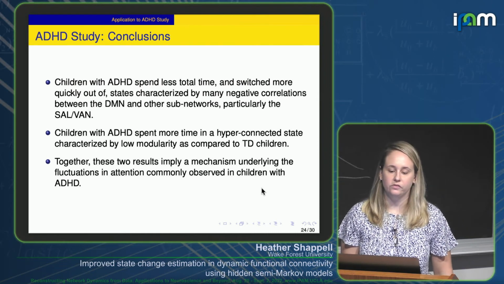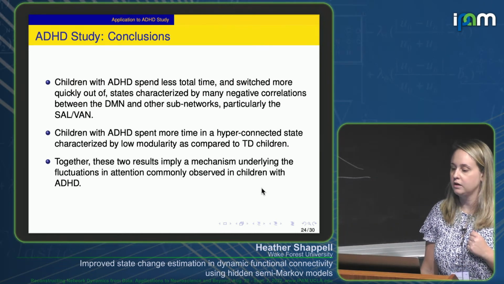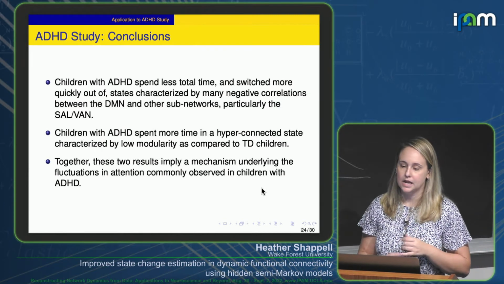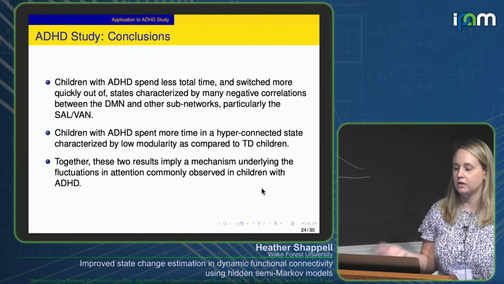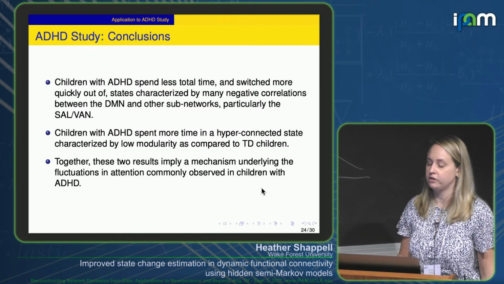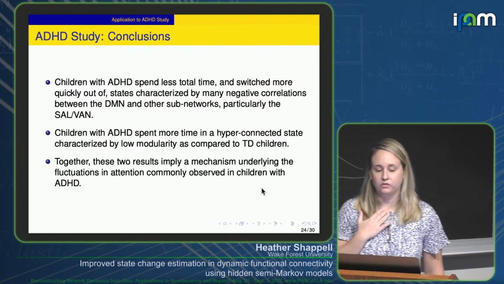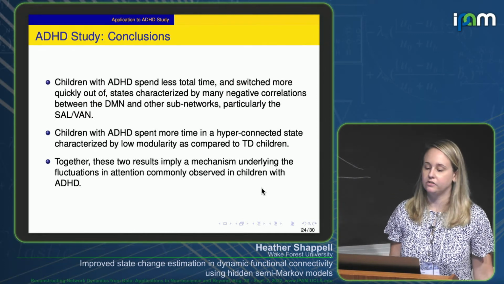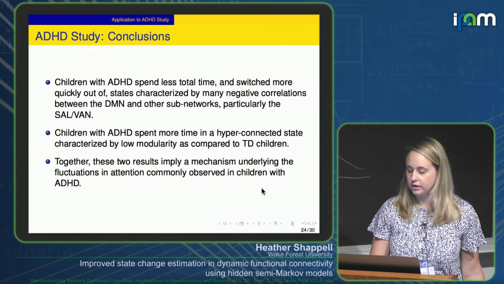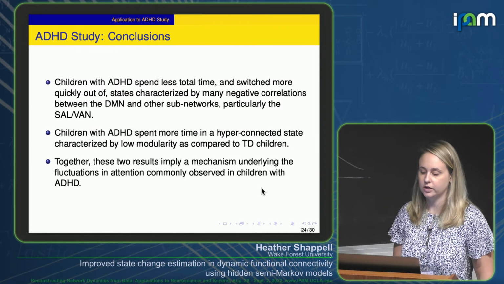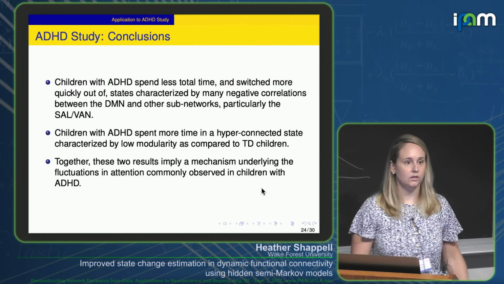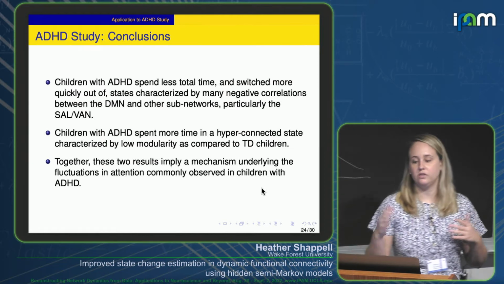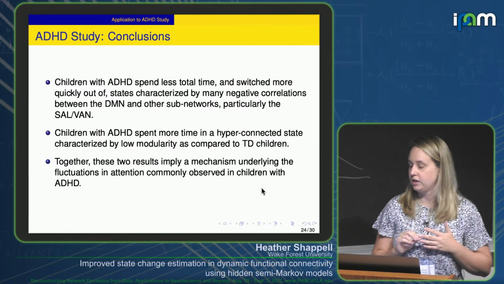So some conclusions from this study: children with ADHD spent less total time in and switched more quickly out of states characterized by many negative correlations between the default mode network and the other subnetworks, particularly those attention networks, like the salience ventral attention network. Children with ADHD spent more time in a hyperconnected state, characterized by low modularity as compared to typically developing children. And together, the collaborators were excited and thought that these 2 results imply a mechanism underlying fluctuations in attention commonly observed in children with ADHD.